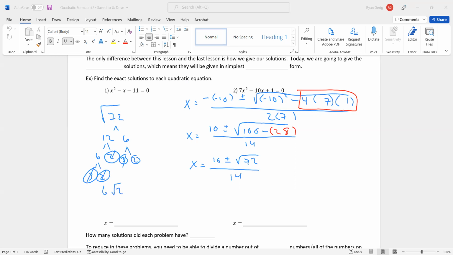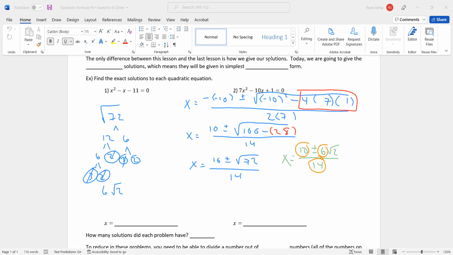All right. This one is a little trickier, and you'll see why here in a second. So I've got X equals 10 plus or minus 6 radical 2 over 14. Now, I mentioned in the last problem that we have to check and see if we can reduce. This one does reduce, but it doesn't reduce the way you would think. To reduce, I need to reduce all three numbers on the outside.